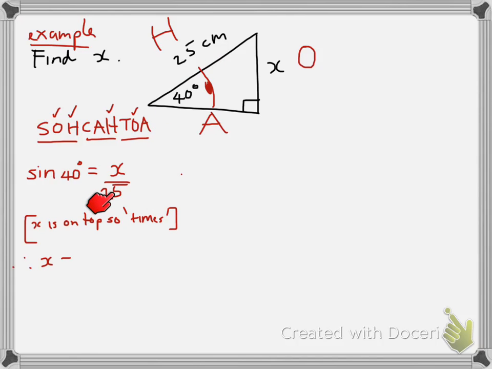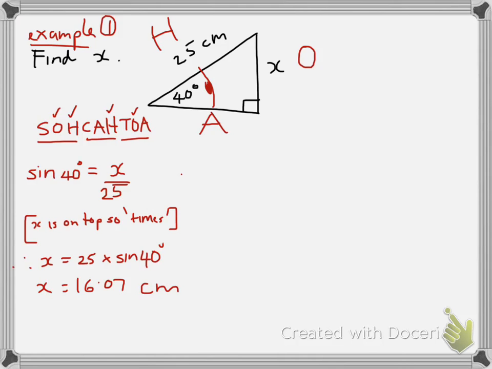So x over 25. Now because x is on the top of this fraction, we can times the 25 with sine 40 to make x the subject. So a good way of remembering that is if x is on the top, we times. And so we're going to get x equals 25 times sine of 40 degrees, which we can enter into our calculator and get 16.07 centimetres.